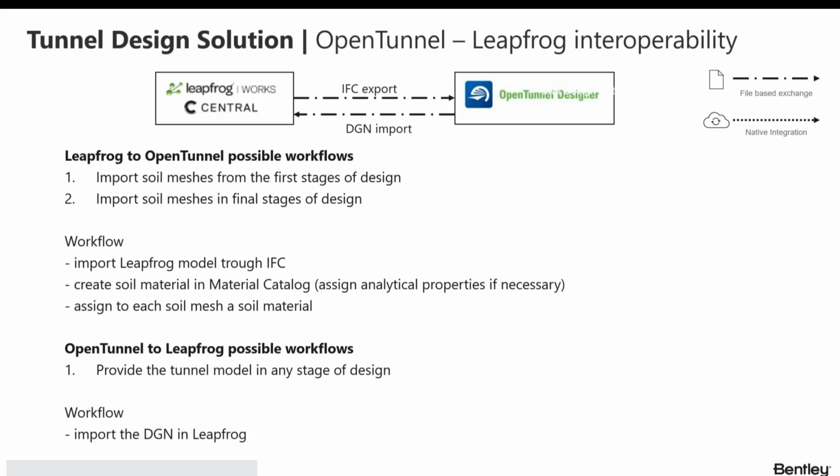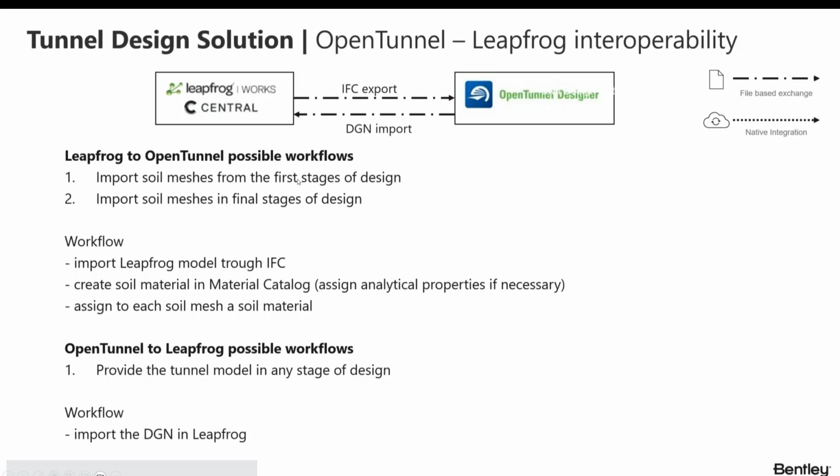The second one is to import these soil meshes in the final stages of design. So I have constructed everything, I know that I don't have clashes, and I just want to see how those soil meshes are cut by my tunnel, and maybe I just want to send this information to PLAXIS 2D with the soil meshes around the tunnel.